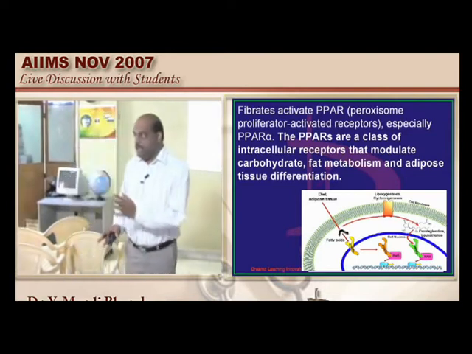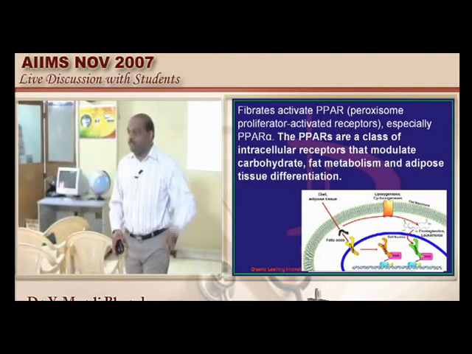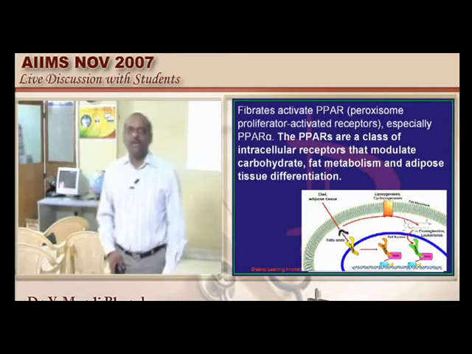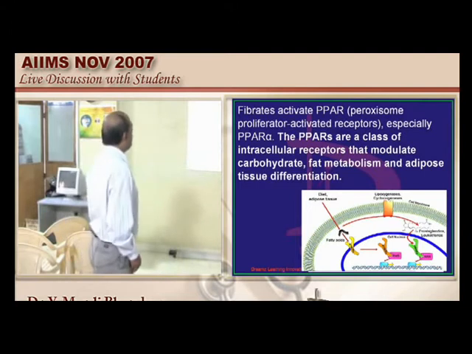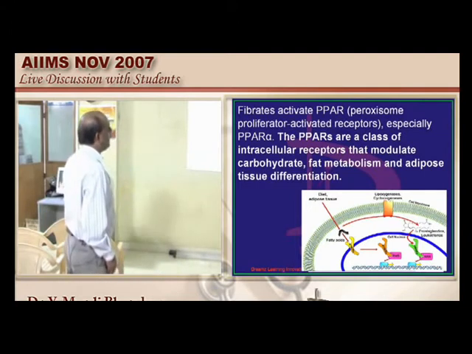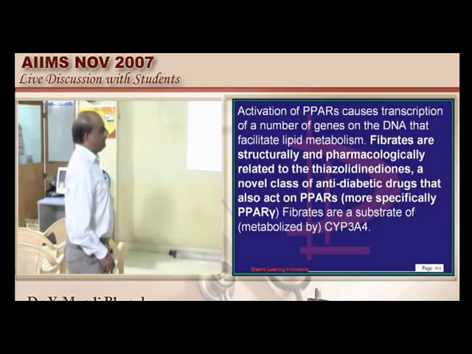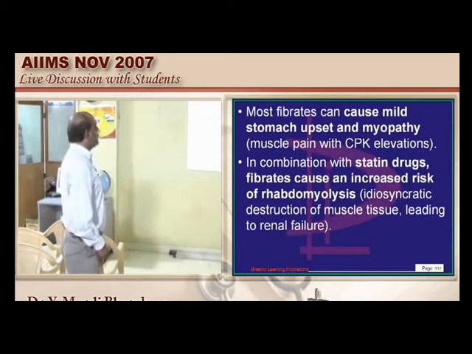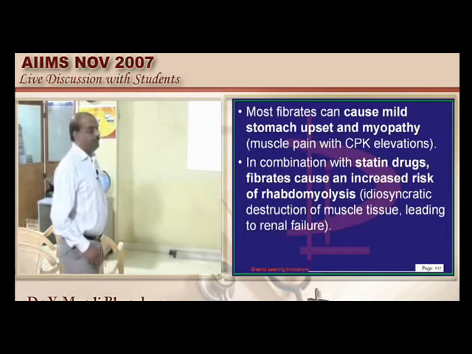Can you tell me, doctor, which drug in diabetes that we use will also act upon the PPAR? Pioglitazone, thiazolidinediones, etc. They are all the ones that act on the PPAR, is what needs to be basically remembered. Most of the fibrates can cause a mild stomach upset, and myopathy is a possibility, and that is the only problem with them.